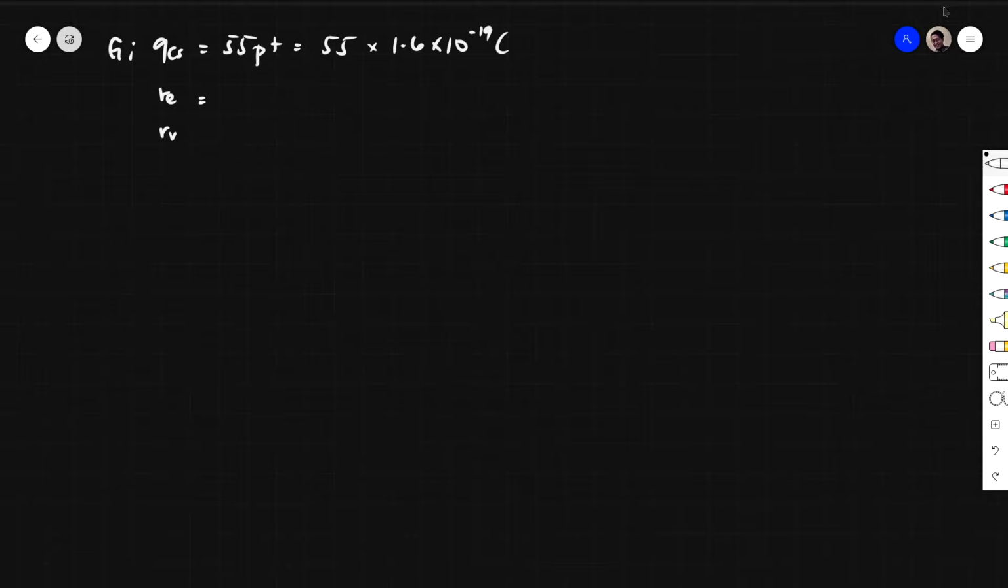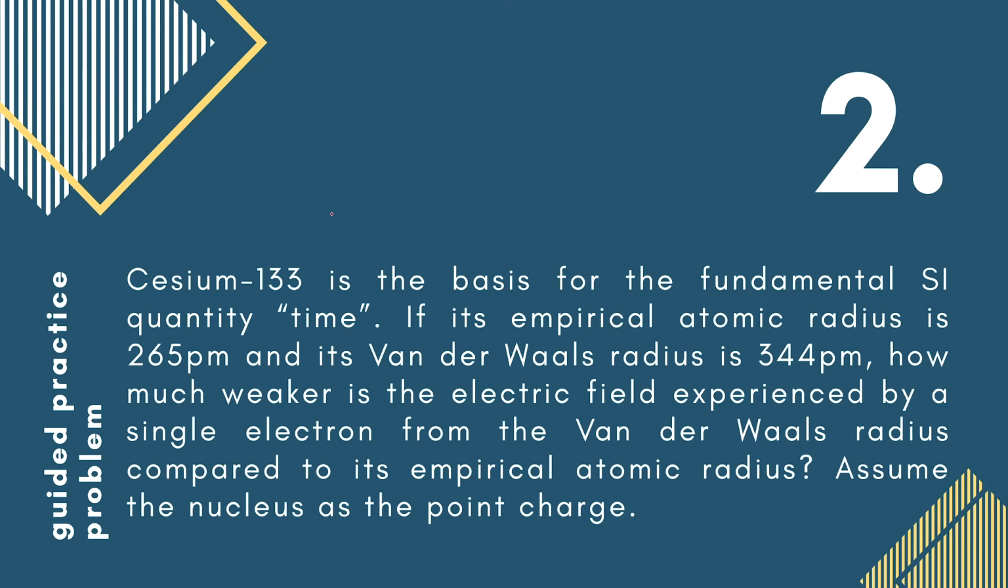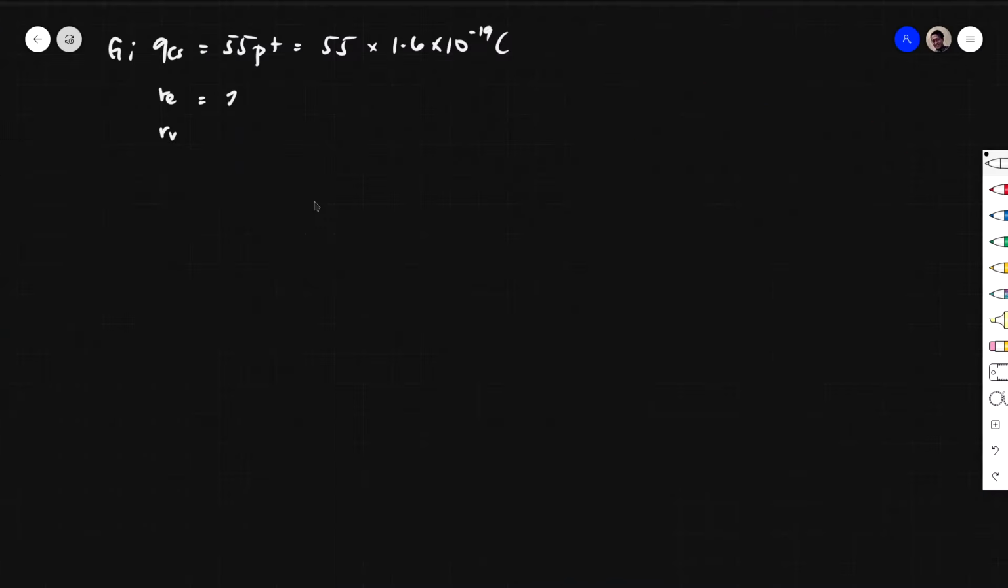Okay, so for the first one, we have 265 picometers, which is equal to 265 times 10 raised to negative 12 meters. And then we have 344, which is equal to 344 times 10 raised to negative 12 meters. There you go.